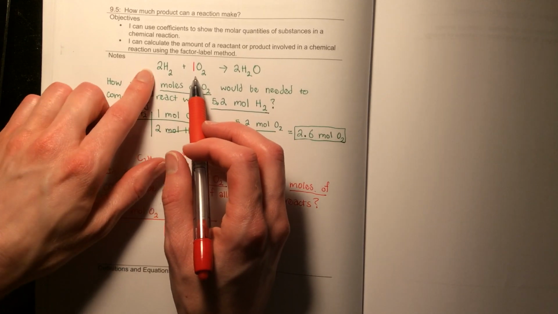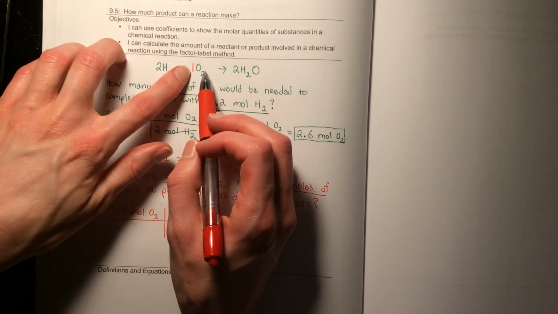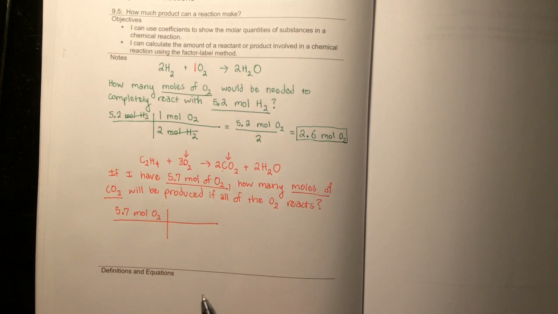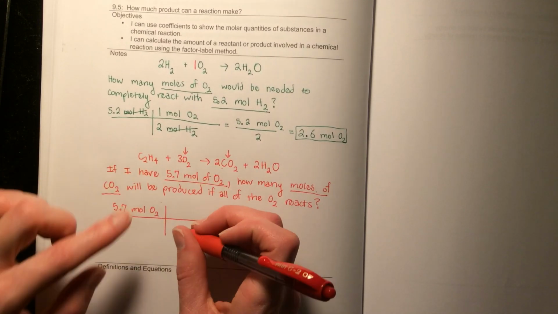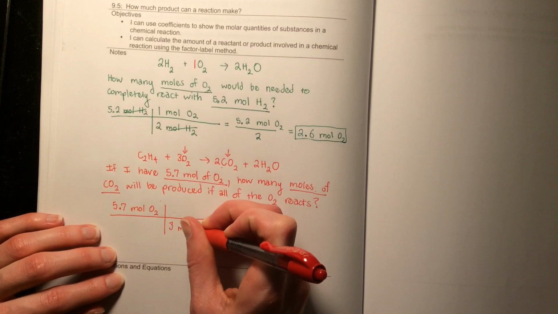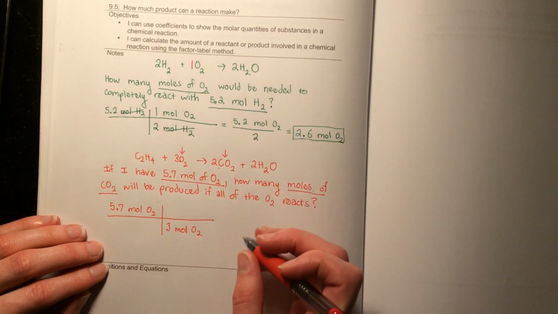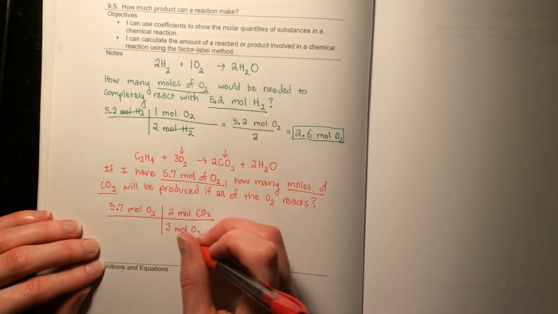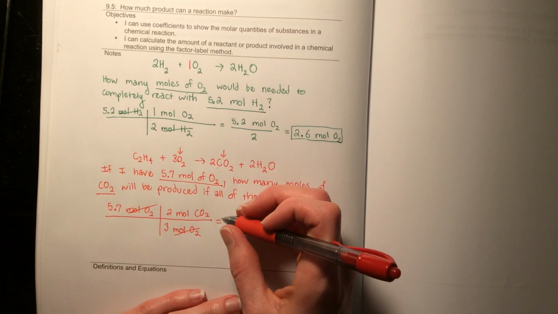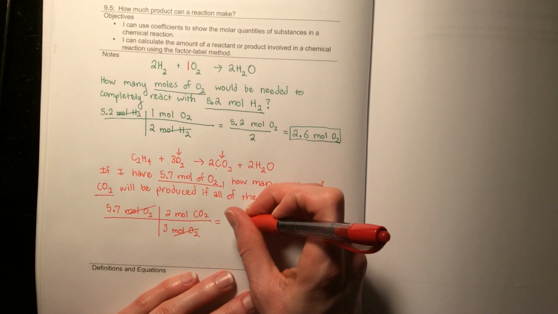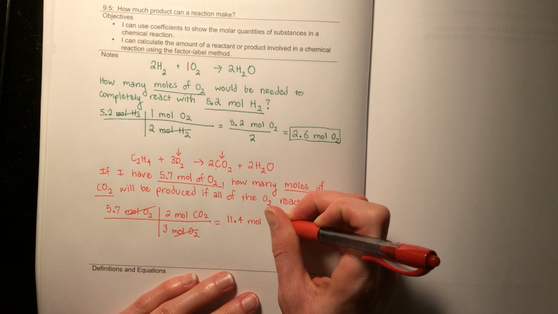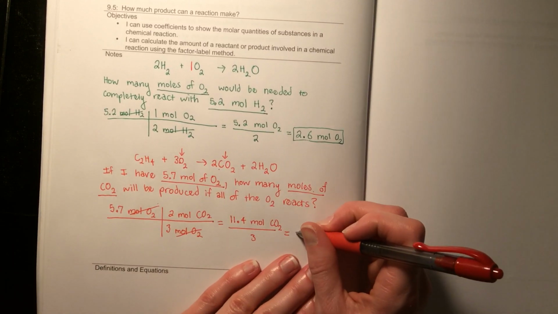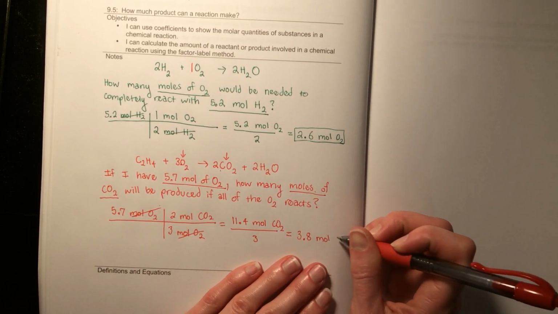Alright, so you'll notice on this problem that we did earlier, I went from one reactant to another reactant. Here I'm going from a reactant to a product. That's totally fine. You can go from any molecule to any other molecule in the equation. So I want to cross out moles of O2, so let's use the coefficient of O2 down here. 3 moles of O2. And let's use the coefficient of CO2 up here, since that's what I'm trying to find. So 2 moles of CO2. And then moles of O2 crossed out. I'm going to multiply across the top. That'll give me 11.4 moles of CO2 over 3. And that will give me 3.8 moles of CO2.